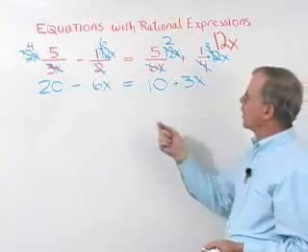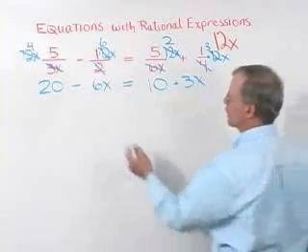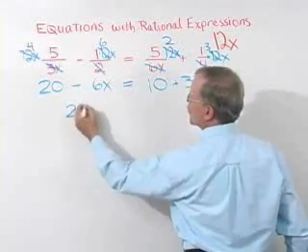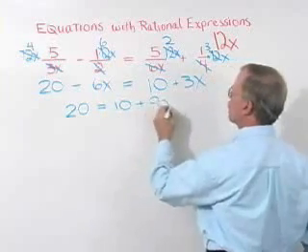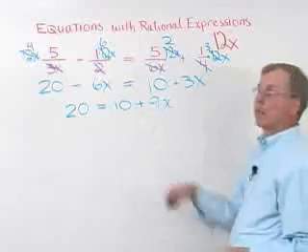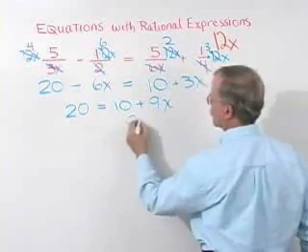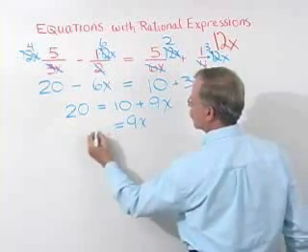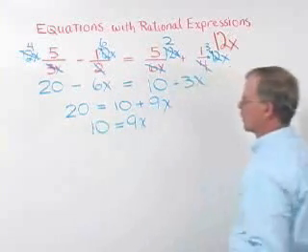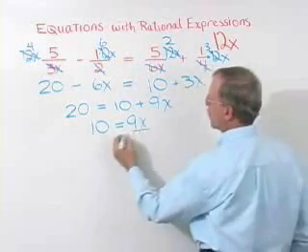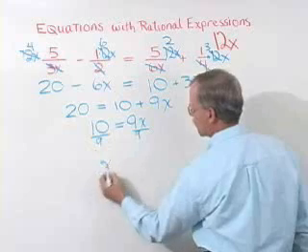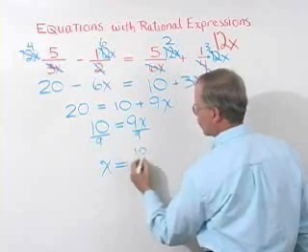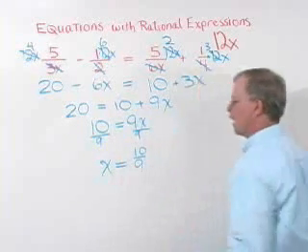So let's add 6x to both sides, leaving us with 20 equals 10 plus 9x. And let's subtract 10 from both sides, and that will give us 9x equals 10. And let's divide both sides by 9, leaving us with the answer x equals 10 over 9.